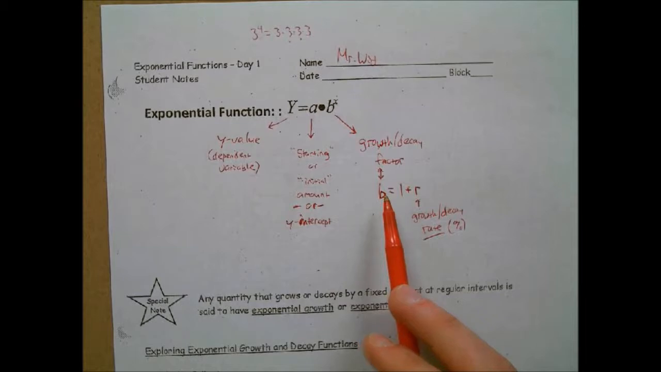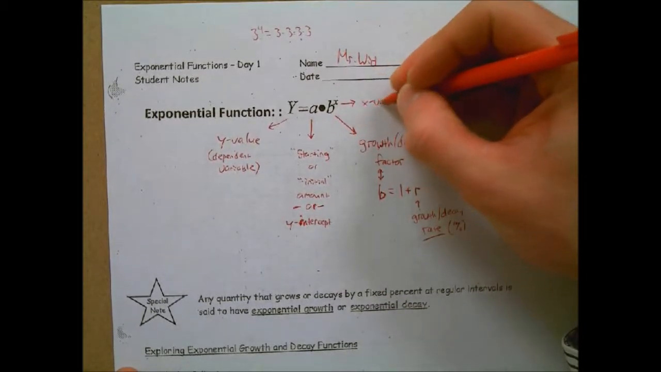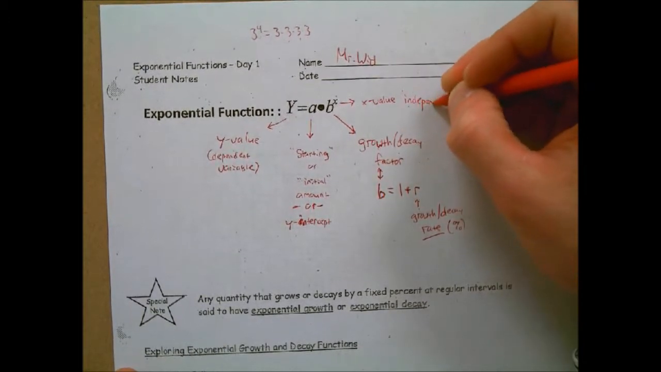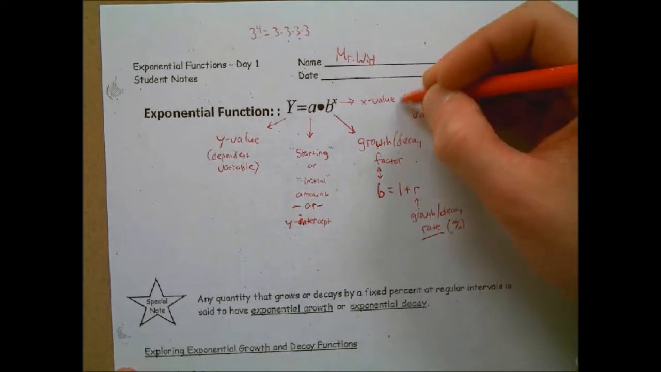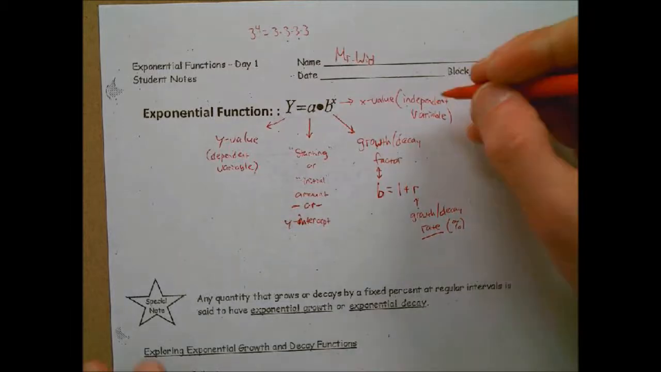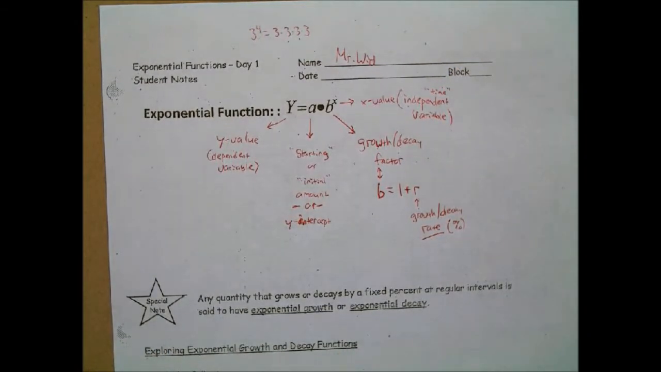And of course, then there's our x, okay? And our x is our independent variable, okay? Which is no different. X is going to typically represent time. Okay, time. Okay, especially in our word problems, we're going to be using it as time. Okay, so any questions so far?